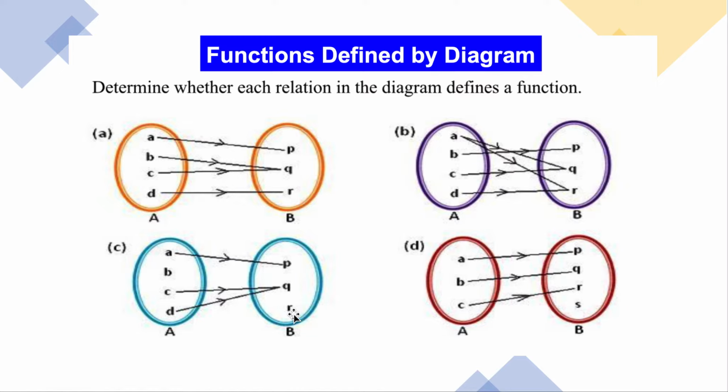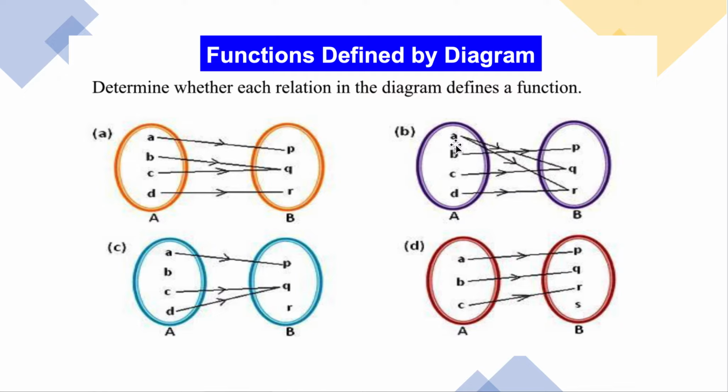Functions defined by diagram. Determine whether each relation in the diagram defines a function. The set A, set B. Every element in set A has to be associated with exactly one value in set B. As we see here, A is associated with P, B is associated with one element, C is associated with one element. None of the elements of set A is associated with two elements. Therefore, A is a function.